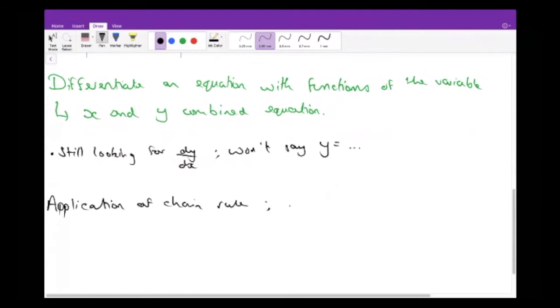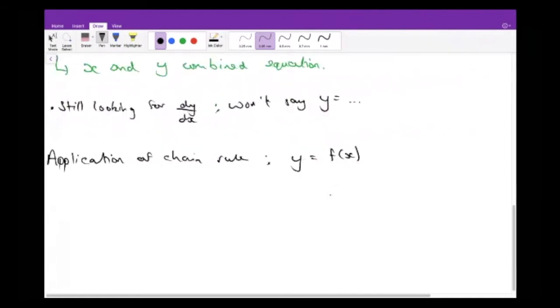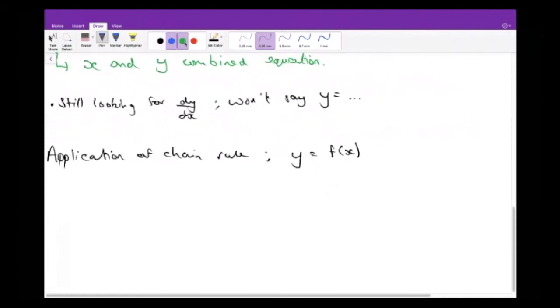So for example, I know that y is equal to f of x. Okay, so it's a function of x. I don't know what that function is. To be honest, in a question like this, I probably don't care what that function is. I don't need to know it. But I know that y can be written in terms of x. And let's say I want to differentiate y squared. Well, this is exactly the same as when we have a known function of x.